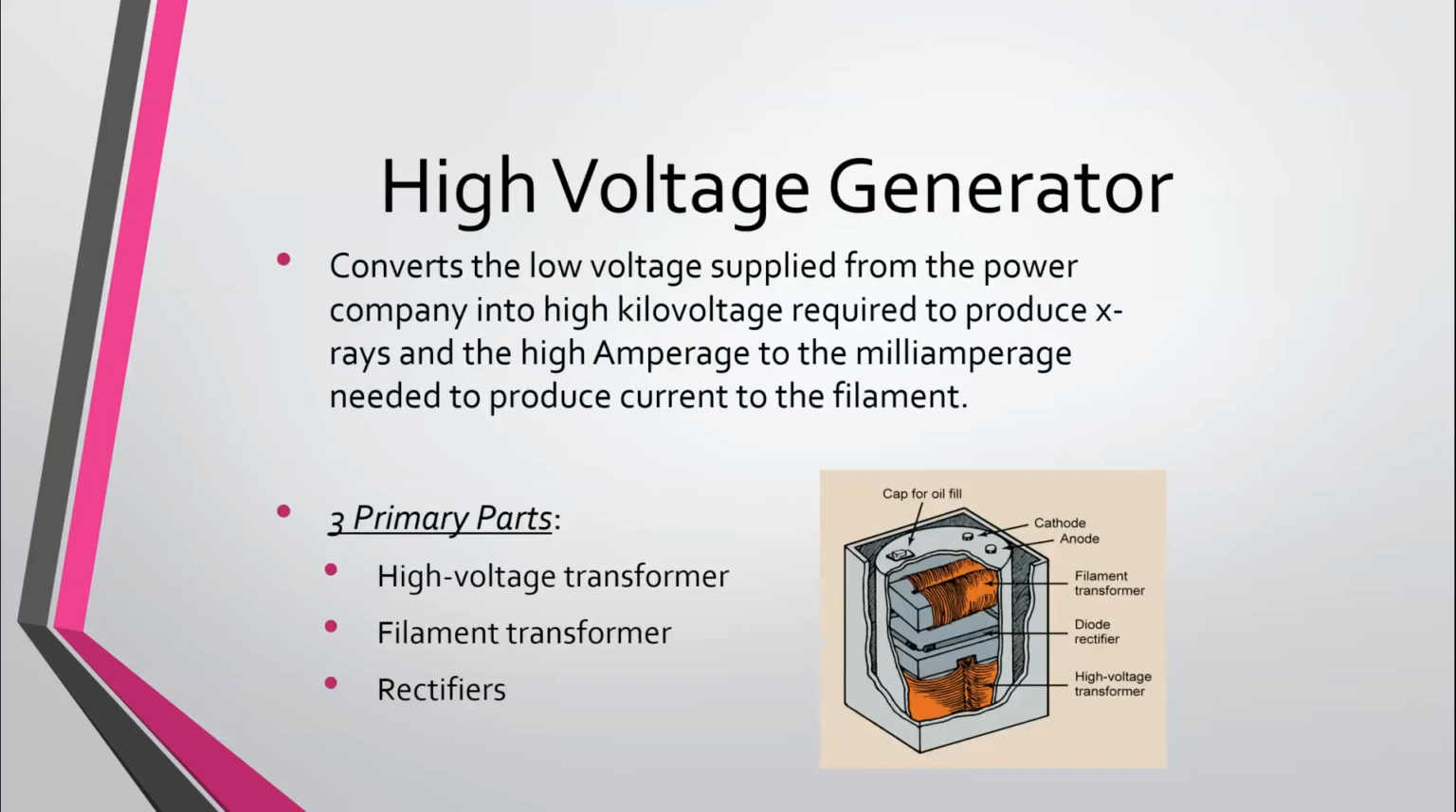Okay. So there's a high voltage generator, which converts low voltage supplied from the power company into the high kilovoltage required to produce X-rays, and high amperage to the milliamperage needed to produce current to the filament. There are three parts. There's the high voltage transformer, there's the filament transformer, and there's rectifiers and diodes.